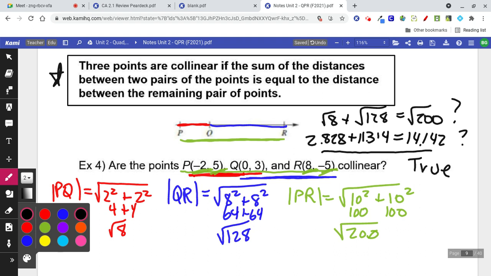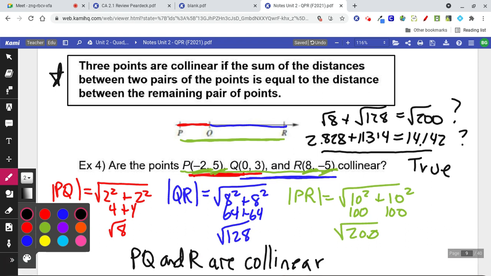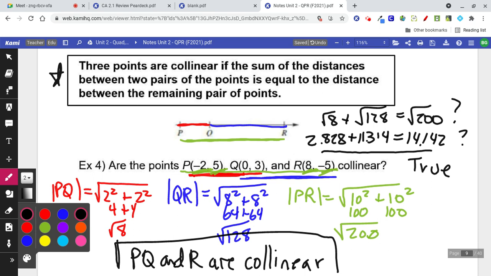All right, so what that means is P, Q, and R are collinear. Linear means line. Collinear means they're all on a line. P, Q, and R are collinear.